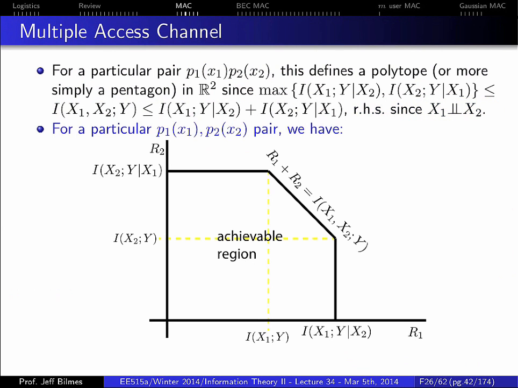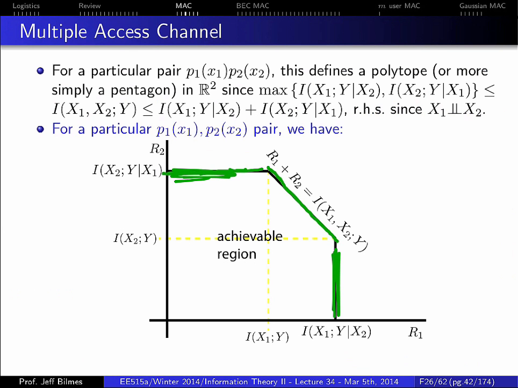And here's what it looks like. So what we have is, on the one hand, the unary constraints on R1 here, and the unary constraint on R2. At some point, if R1 keeps increasing, then that's going to start decreasing the requirement on R2.